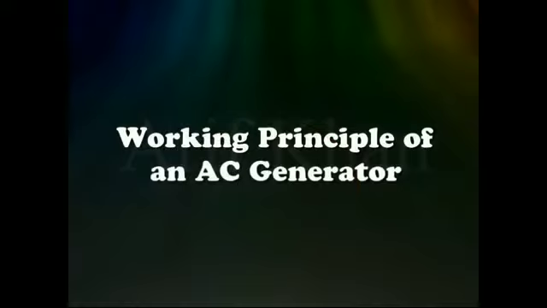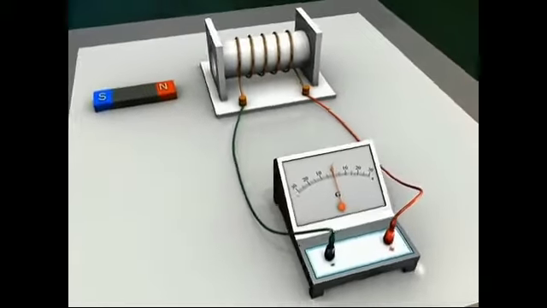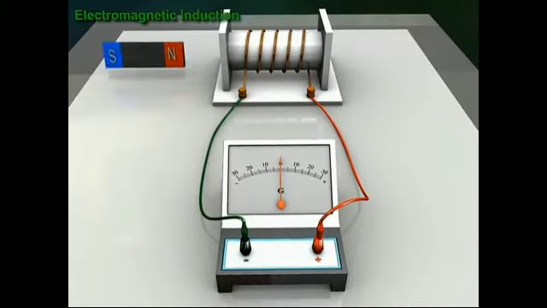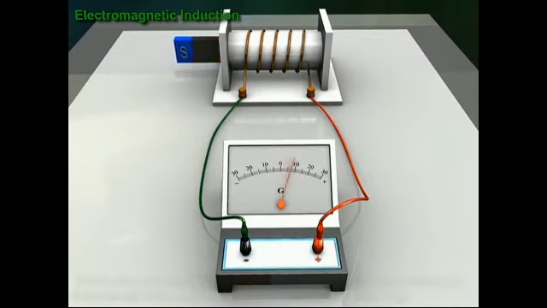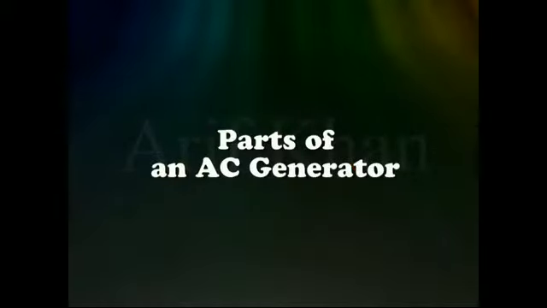Working principle of AC generator. Alternators work on the principle of electromagnetic induction. The relative motion between a conductor and magnetic field changes the magnetic flux linked with the conductor, which in turn induces an EMF. The magnitude of the induced EMF is given by Faraday's law.